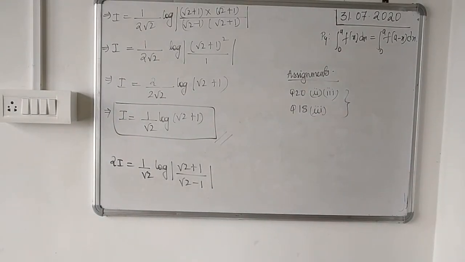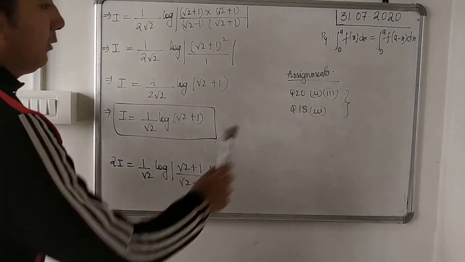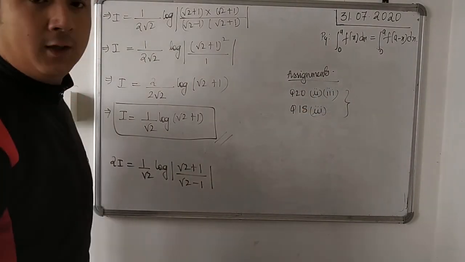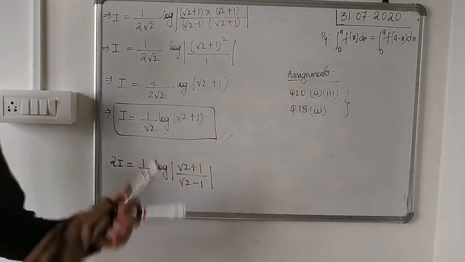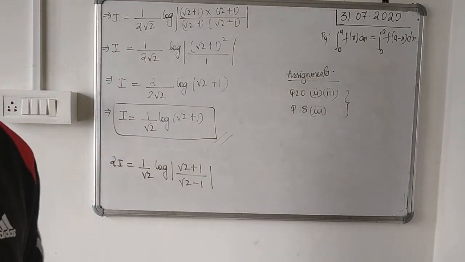Alright, we'll keep this much for today. Your assignments for today will be question number 20, part 2 and part 3. Question number 18, part 3. Okay, finish all the sums along with the assignments and complete and send it by tomorrow.